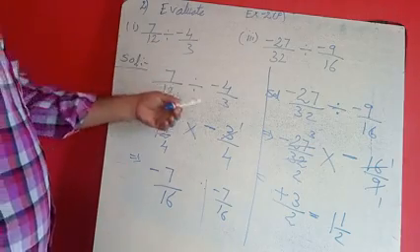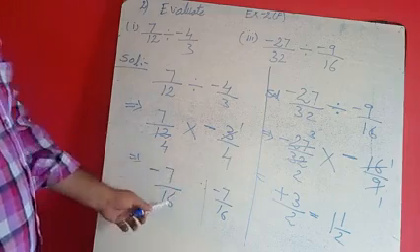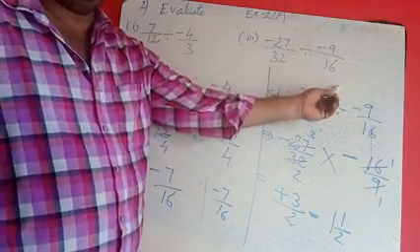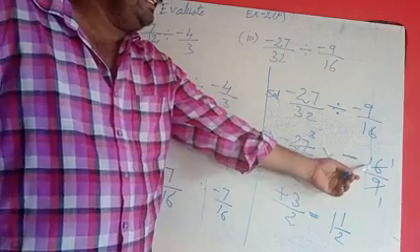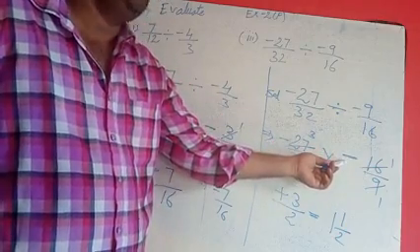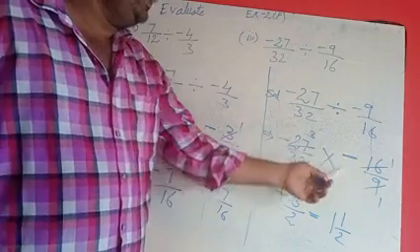Minus 4 by 3. We will take its reciprocal. Answer is minus 7 by 16. Here, minus 9 by 16. Reciprocal is 16 by 9. Minus 16 by 9. So minus in cancellation.